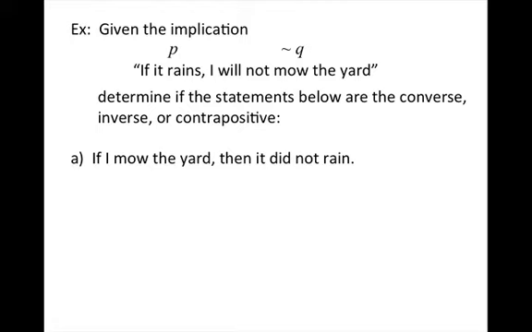So let's look at part A. If I mow the yard, then it did not rain. Well, mowing the yard was my Q. It did not rain. Well, if P is it will rain, then it will not rain is my not P. My original implication was P implies not Q. In this example, I have Q implies not P, so I've switched the order and negated them. That's the contrapositive.